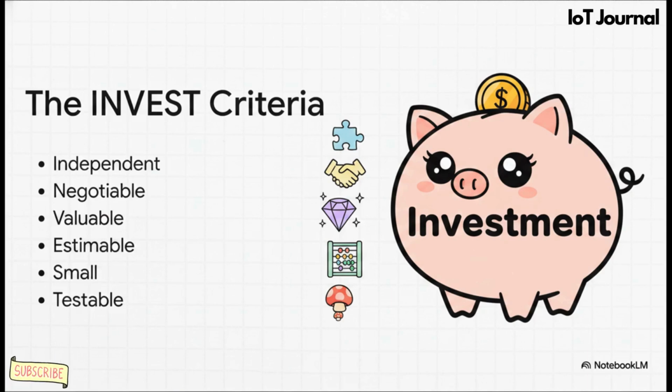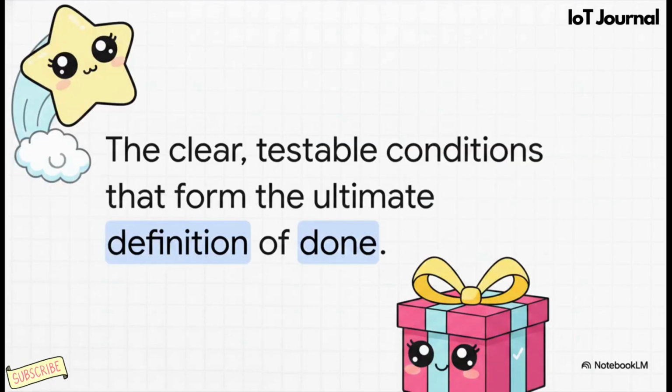They need to be independent from other stories, negotiable, so they aren't some rigid legal contract, valuable to the end user, estimable, so your team can actually guess the effort, small enough to fit neatly into one sprint, and testable, so you know without a doubt when it's working. And that brings us to a crucial point for that confirmation stage, setting your acceptance criteria. These are the clear, highly testable conditions that become your team's unshakable definition of done.